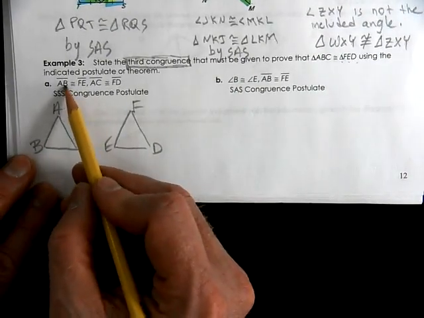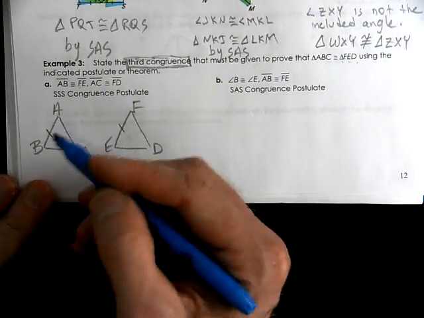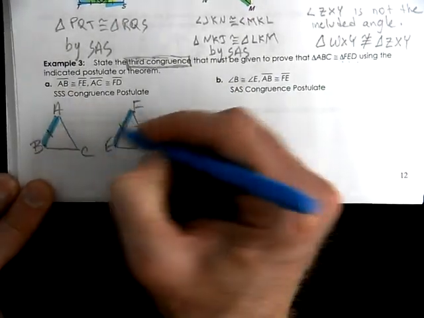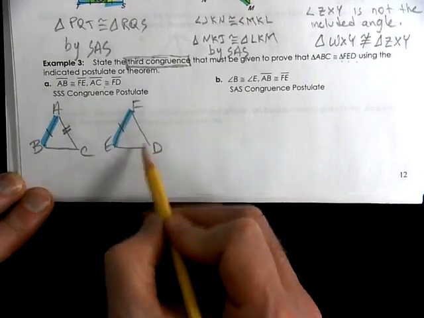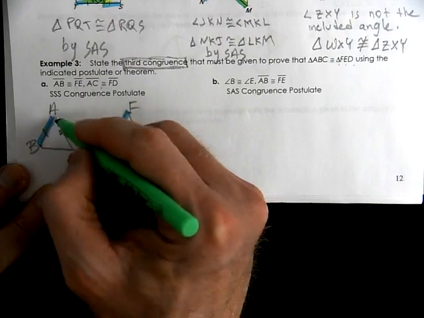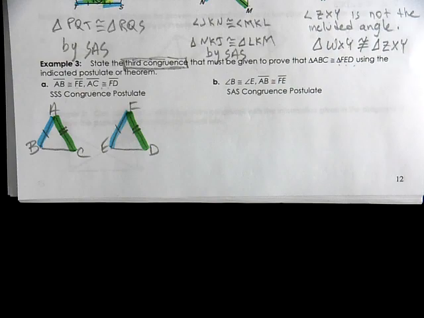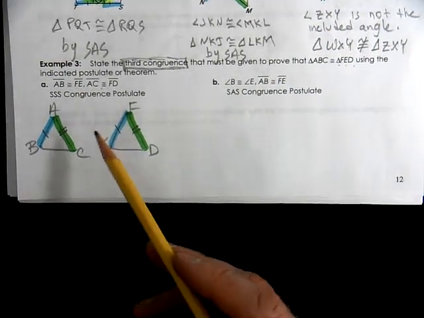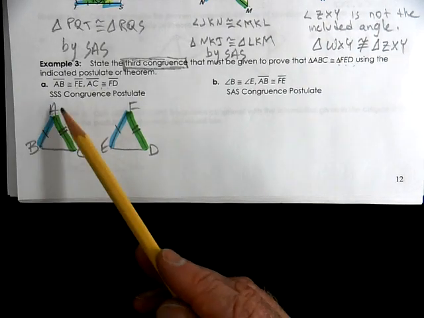They tell us here that AB is congruent to FE. You can put a 1 tick mark on that, or if you prefer the colors, you can mark them with the color. The other pair of sides, AC, is congruent to FD. We know those are congruent. Now they want us to prove these triangles congruent using SSS. Side, side, side.